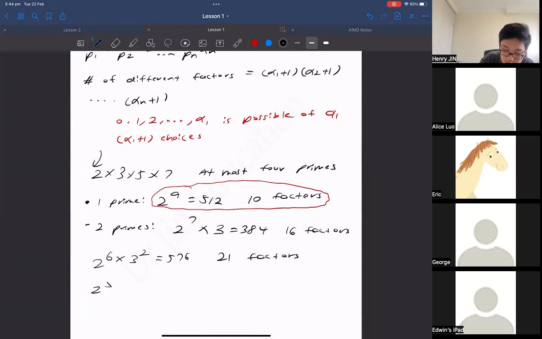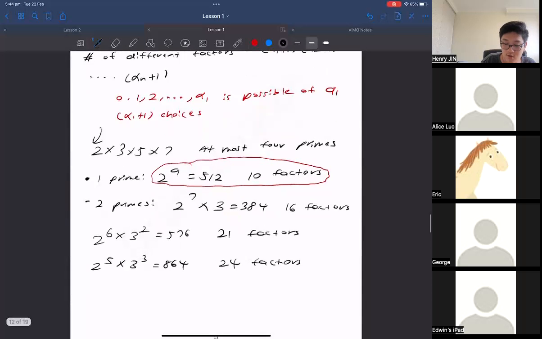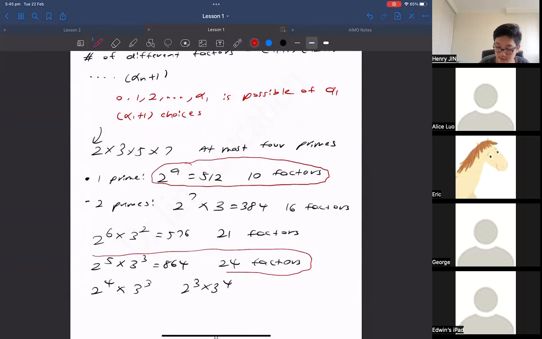Now let's keep going down. 2 to the 5 times 3 to the 3. Does that one work? Yes, it's 864. That's 24 factors. So even better. Now let's just try 2 to the 4. We didn't get 3 to the 3, so that's obviously going to be worse. 2 to the 3 times 3 to the 4 works, but at this point it's always going to be less than 24, so we don't really need to check it. In this case, this is the best.